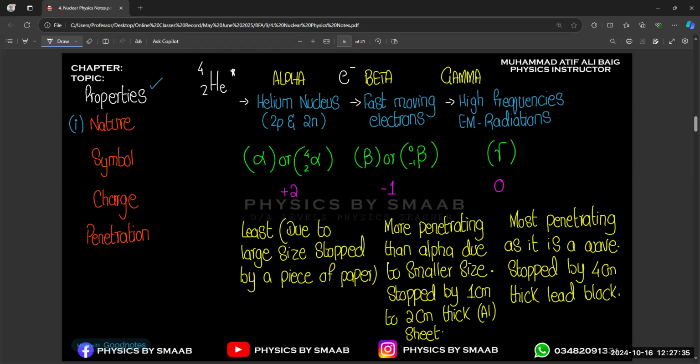And if we consider gamma, these are high frequency electromagnetic radiation. So there will be no protons and no neutrons emitted from gamma. There will be only frequency or electromagnetic radiation coming out from the nucleus. So these are the natures of alpha, beta, and gamma. The second point is to represent their symbol, right? So, yes, any question?